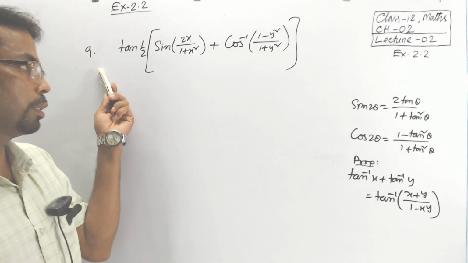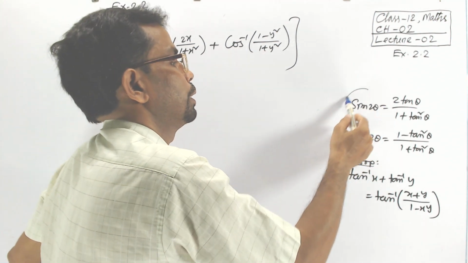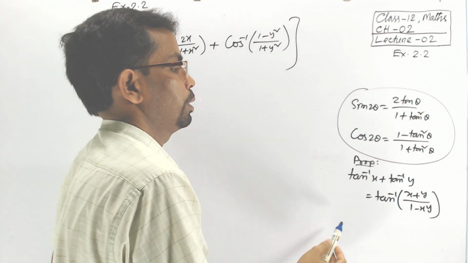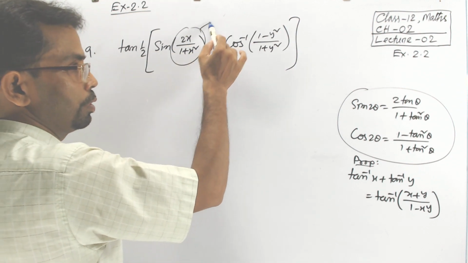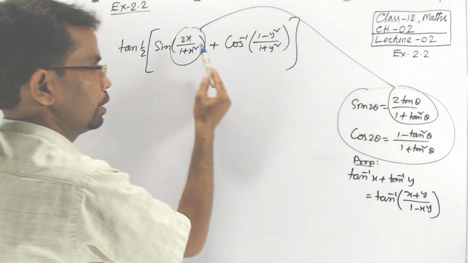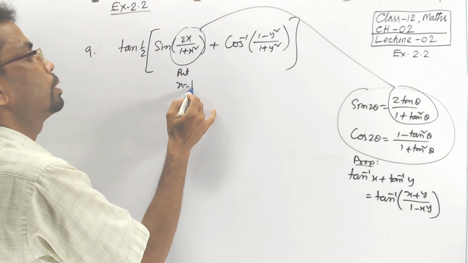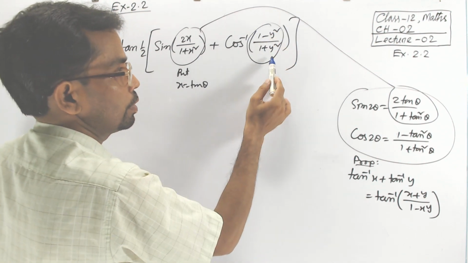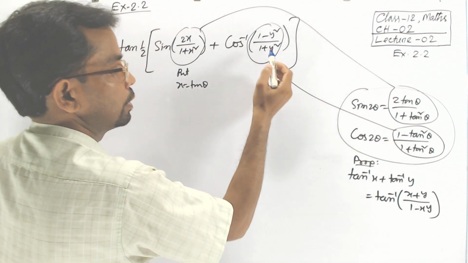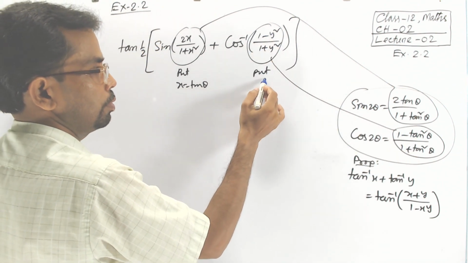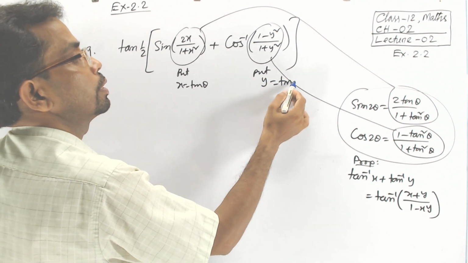Now question number 9. To solve this question, we must first know these two identities, sin 2 theta and cos 2 theta, and also we have to know this property. Then we can solve this question. And this term, you see, is matching with this right hand side, and in place of x we have tan theta. So here we will put x is equal to tan theta, and this second term is matching with the right hand side of the second identity. Again here in place of x we have tan theta, so put y is equal to tan. Theta we will not take, since we have already taken theta here. We will take, say, phi.